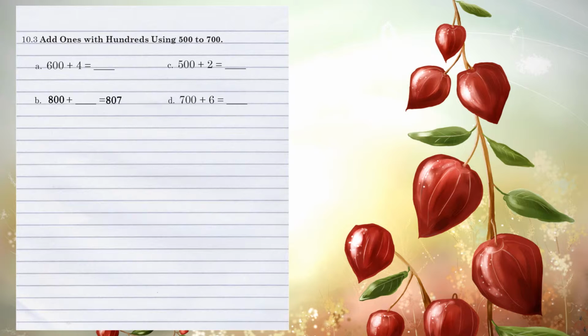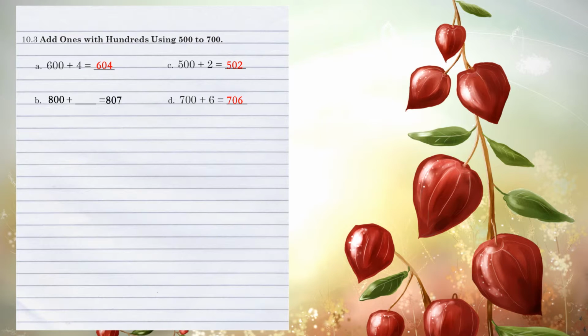Unit 10.3. Add ones with hundreds using 500 to 700. Example A. 600 plus 4. We look at combining the ones position first, we get a 4. There's nothing else to combine with the 0 in the tens or the 6 in the hundreds, so we just bring those two numbers over for an answer of 604.